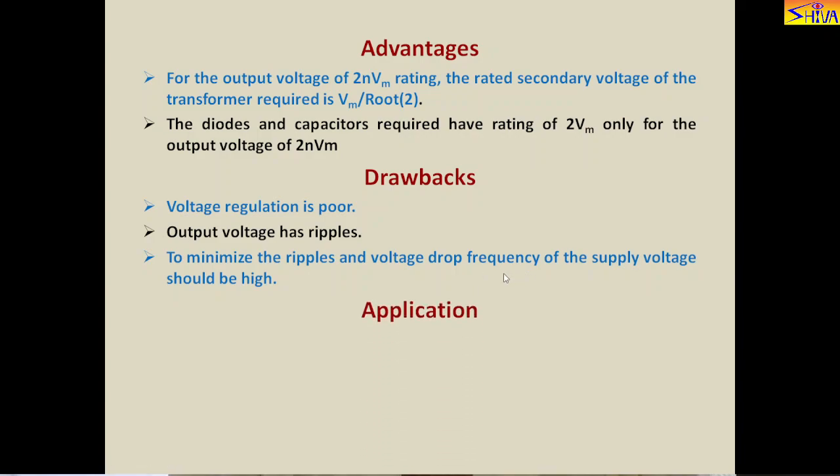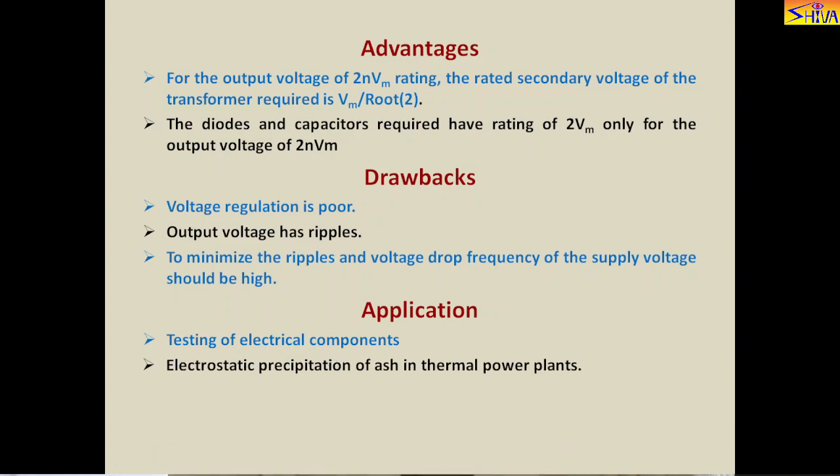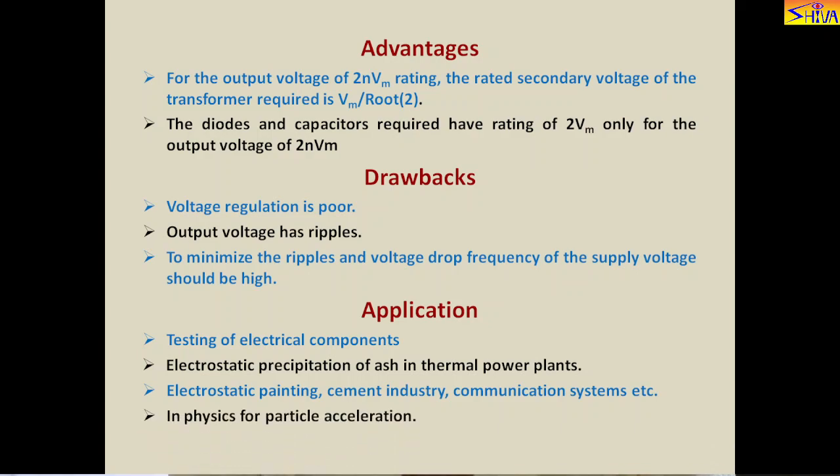Now let us see where the applications of this Cockcroft Walton voltage multiplier circuit are. Number one, for testing of electrical components. Number two, in electrostatic precipitation of ash in thermal power plants. Number three, electrostatic painting, cement industry, communication system, etc. And in physics for particle acceleration.